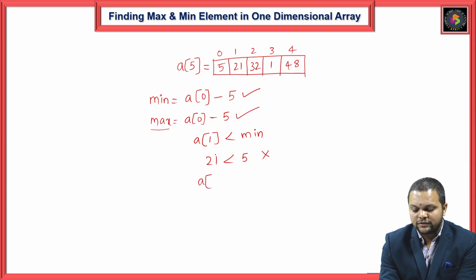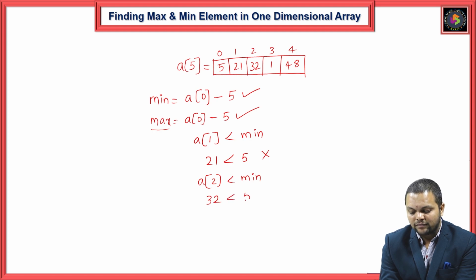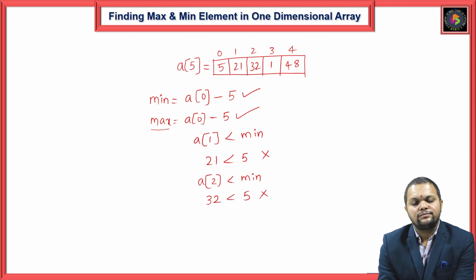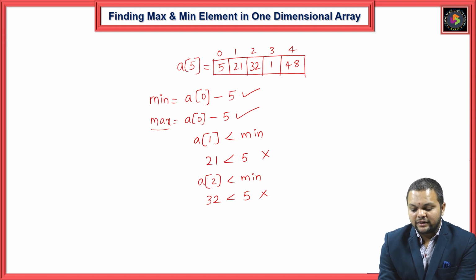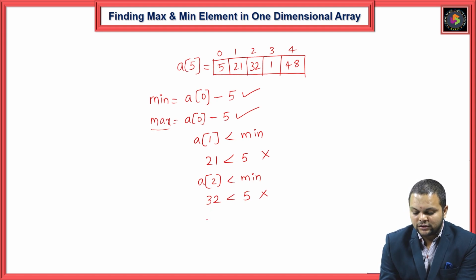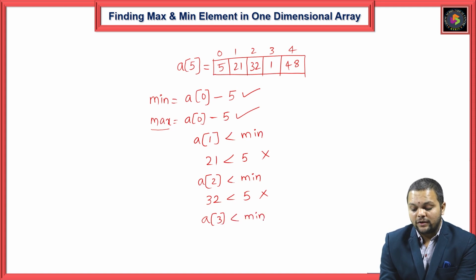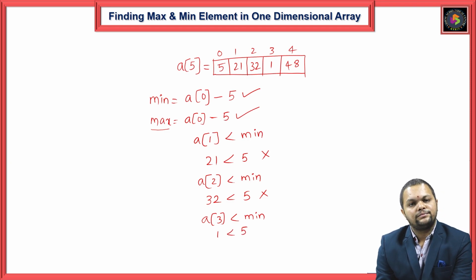I'll increase the value of this one. So a of 2 is less than min. What is the value of a of 2? A of 2 is nothing but 32. 32 is less than 5, the condition has failed again. So the next thing, I'll go with the next value. What is the next value? A of 3. A of 3 is less than min. What is the value of a of 3? 1. 1 is less than 5. The condition is satisfied here.